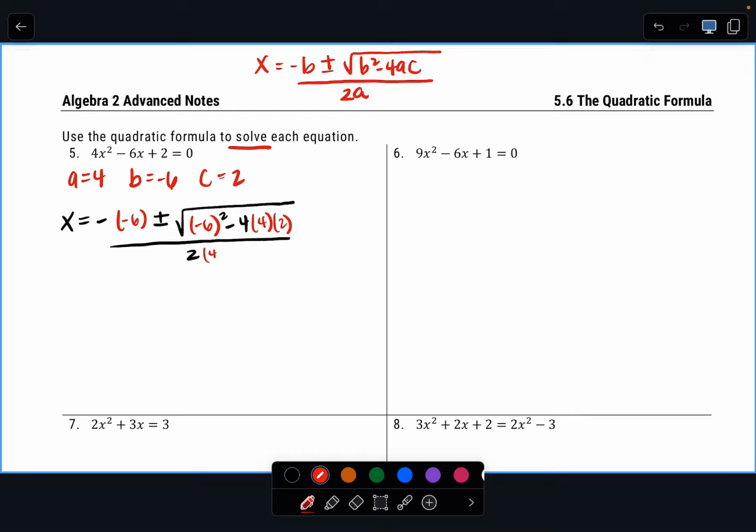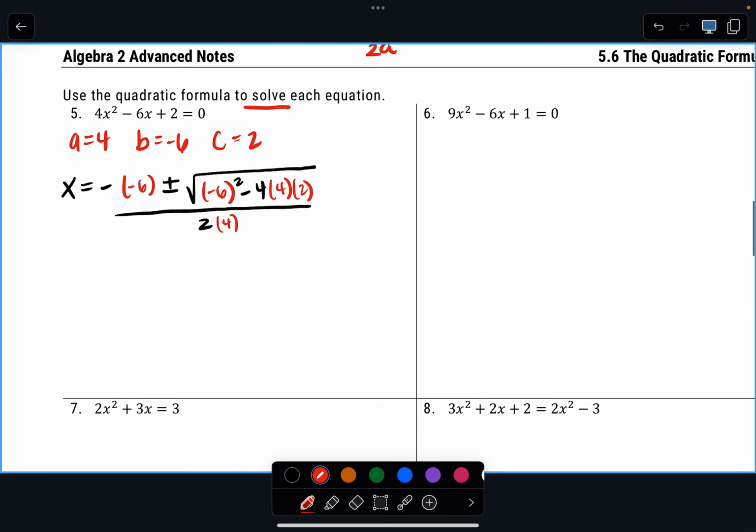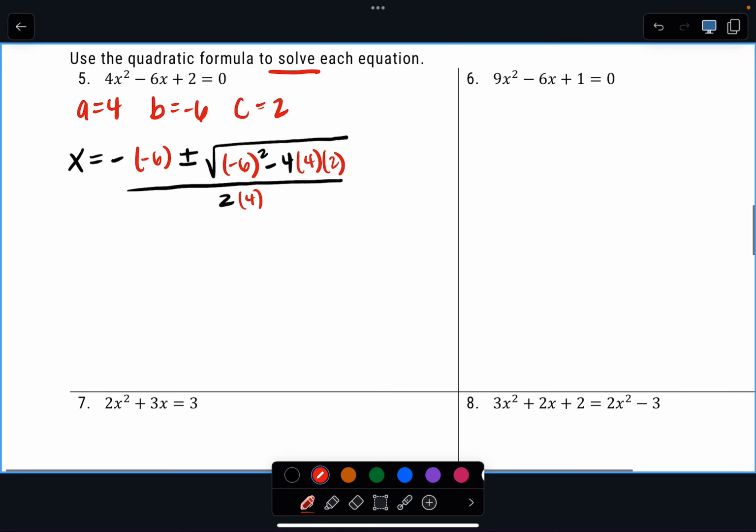Another thing that a lot of people forget, they do all of the top part perfectly, and then they will forget to divide it by 2a. Don't make that mistake. Okay, let's go in. We said 2 negatives make a what? A positive. So 6 plus minus the square root.